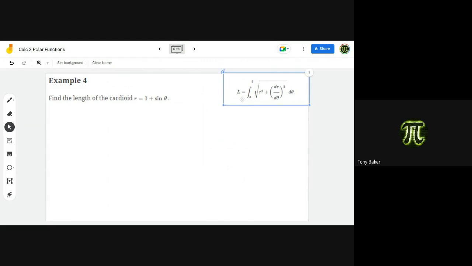Two more things to go. Arc length. All right, your formula for arc length. We have our integral from a to b, same thing as before, of the square root of r squared plus the derivative of the function, dr over d theta, squared.